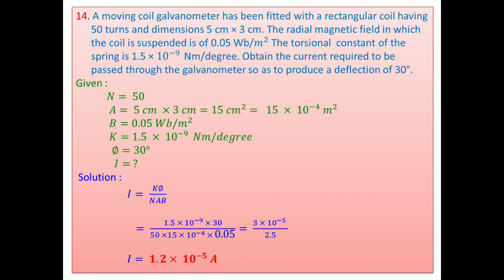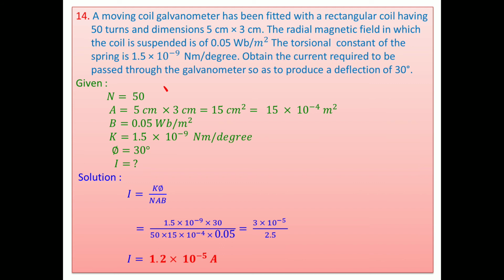Thereafter we go through numerical number 14. A moving coil galvanometer has been fitted with a rectangular coil having 50 turns, and mean area is given as 5 centimeter into 3 centimeter. The radial magnetic field in which the coil is suspended is 0.05 Weber per meter square. Torsional constant of the spring is 1.5 into 10 raised to minus 9 Newton meter per degree. Obtain the current required to be passed through the galvanometer so as to produce a deflection of 30 degree.